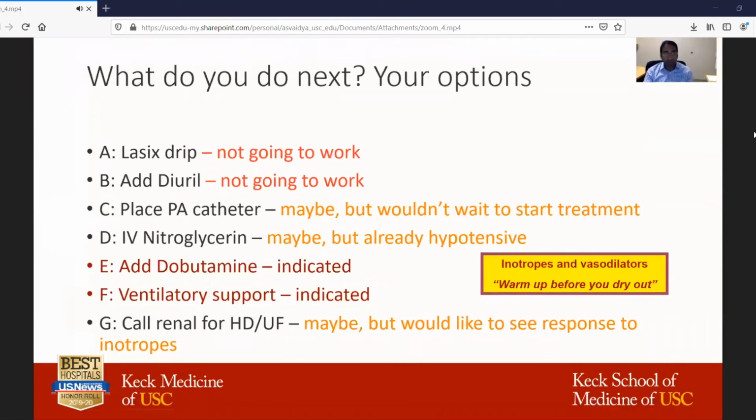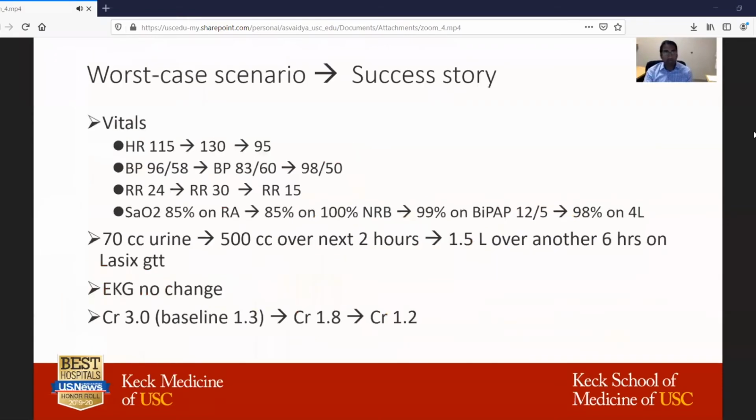Placing a PA catheter is not wrong, but you wouldn't want to wait to start treatment before getting your PA catheter. It can take a while to get that in sometimes. IV nitroglycerin is also not wrong, but if the patient's already hypotensive, you're going to have to be really cautious in using that. So adding dobutamine, as we talked about, to warm them up before you dry them out is indicated. And ventilatory support with non-invasive ventilation, such as BiPAP, would be indicated. Calling renal for HD or ultrafiltration, you can do that, but you want to see how you respond to inotropes first before you go that route.